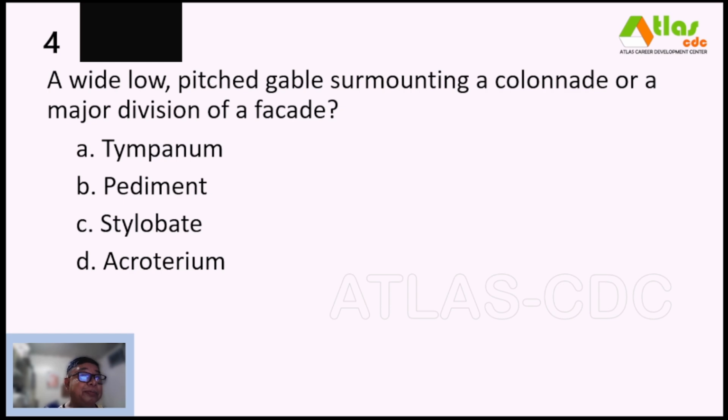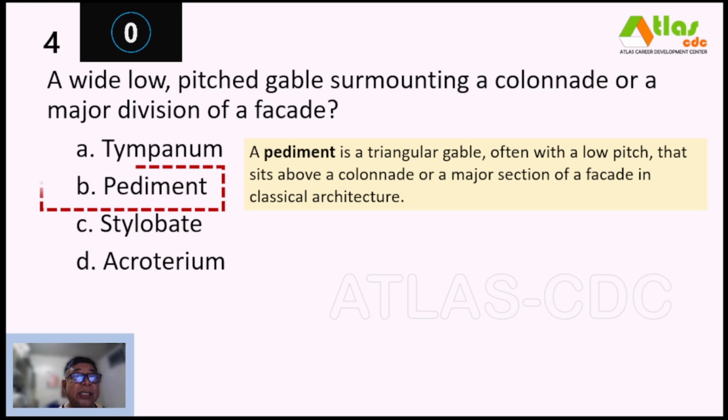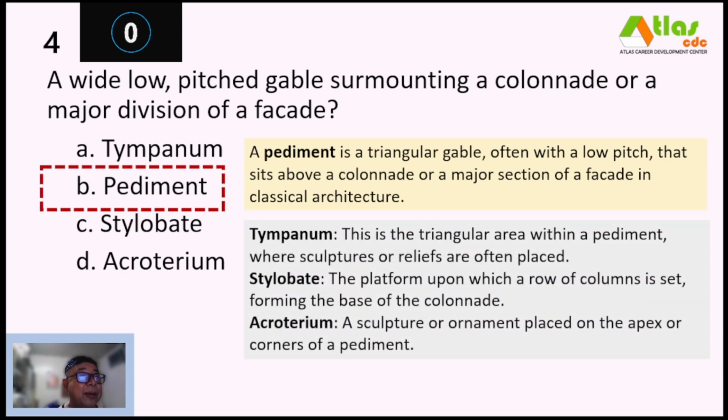Number 4. A wide, low-pitched gable surrounding a colonnade or a major division of a facade. A. Tympanum, B. Pediment, C. Stylobate, and D. Acroterium. And our correct answer is letter B, pediment. So a pediment is a triangular gable, often with a low pitch, that sits above a colonnade or a major section of a facade in classical architecture.